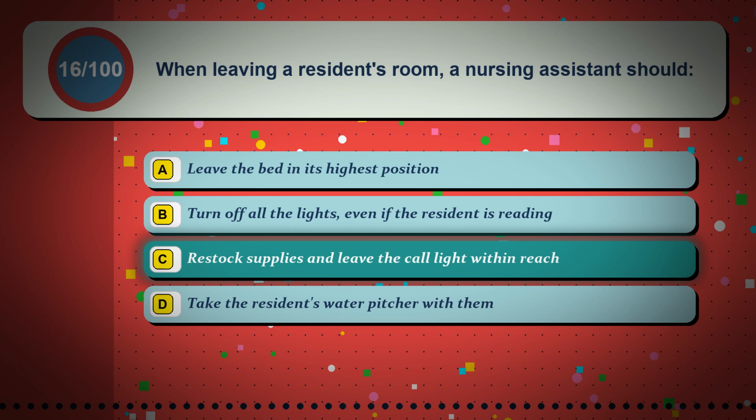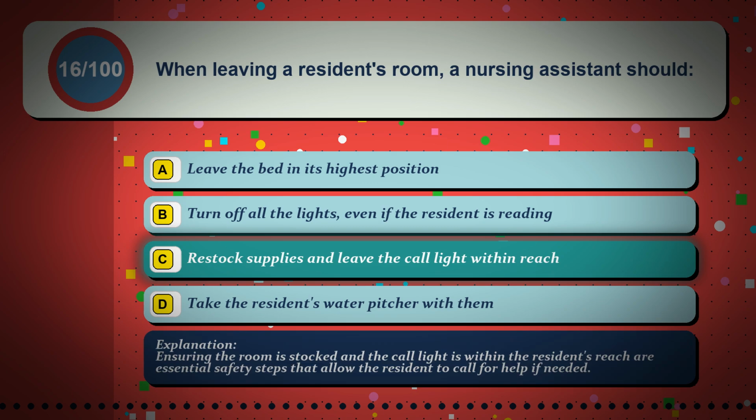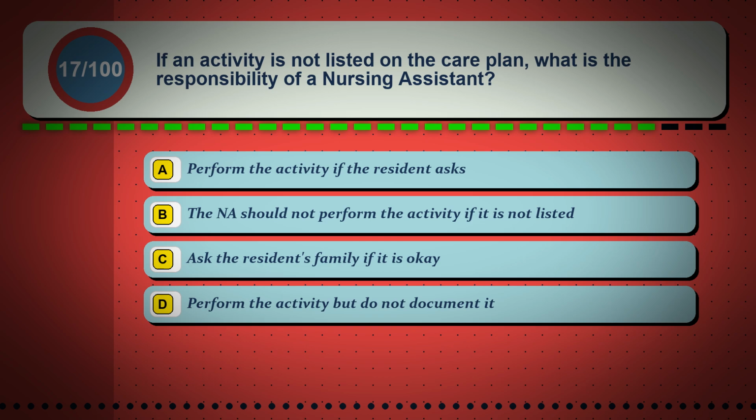The correct answer is option C. Restock supplies and leave the call light within reach. Ensuring the room is stocked and the call light is within the resident's reach are essential safety steps that allow the resident to call for help if needed. Question 17. If an activity is not listed on the care plan, what is the responsibility of a nursing assistant?